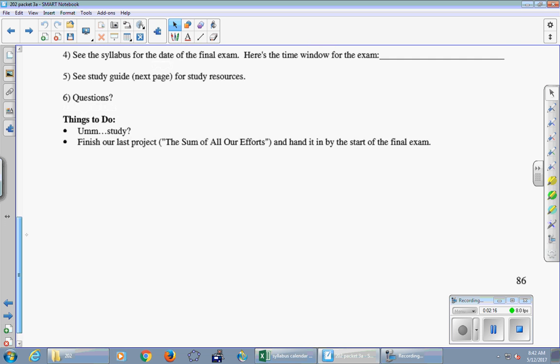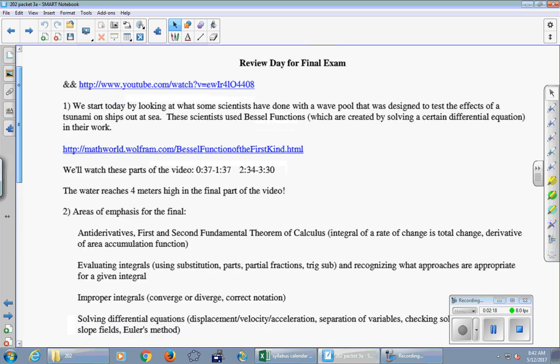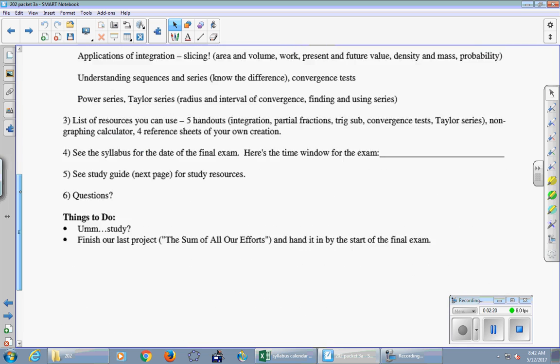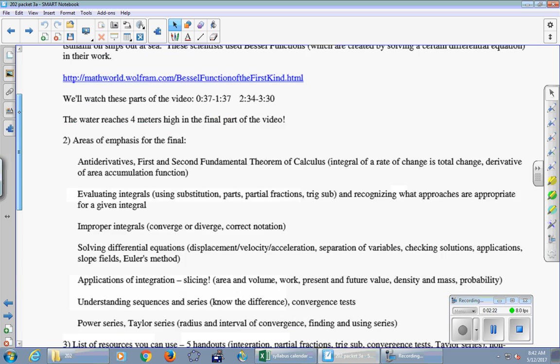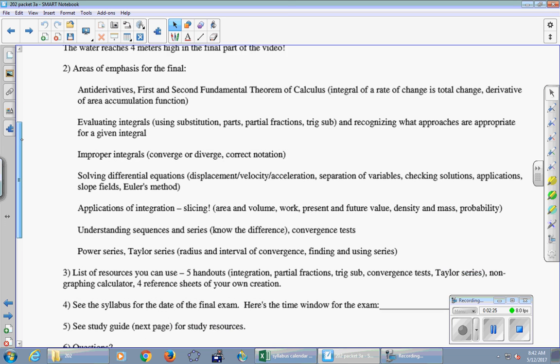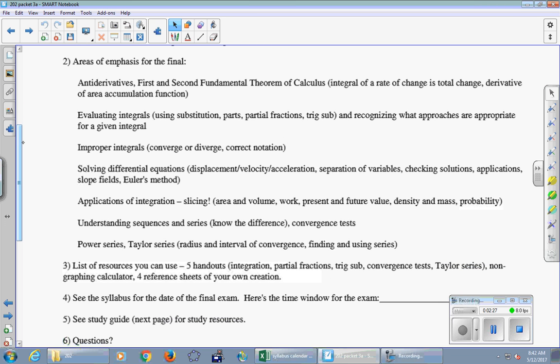All right, so just some brief stuff about the final exam. We're skipping the video business here, but you can check them out later if you're interested. Okay, areas of emphasis for the final. Antiderivatives, first and second fundamental theorem of calculus, the integral of a rate of change is total change, derivative of the area accumulation function. Those are our two fundamental theorems.